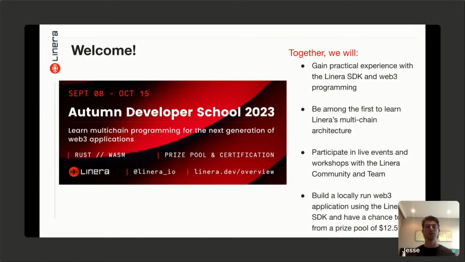So first off, I'd just like to outline in a broader sense what this program has to offer and what the opportunities are. By participating in this program, you'll gain practical experience with the Linera SDK and Web3 programming. You'll be among the first to learn Linera's multi-chain architecture. You'll participate in live events and workshops with the Linera community and team, and build a locally run Web3 application using the Linera SDK. And of course, you'll have a chance to win from our $12.5 thousand prize pool, as well as some digital credentials that we're setting up now as well.